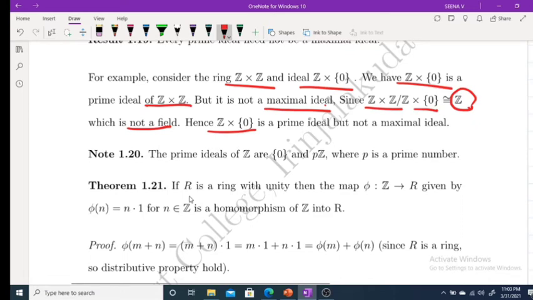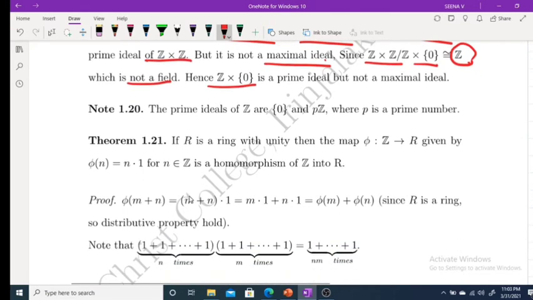Now there is one theorem. If R is a ring with unity, then the map phi from Z to R defined by phi of n equal to n dot 1 is a homomorphism. It is very easy. What we have to prove is that phi is a homomorphism. That is, phi of m plus n is equal to phi of m plus phi of n. Also phi of m into n is equal to phi of m into phi of n.